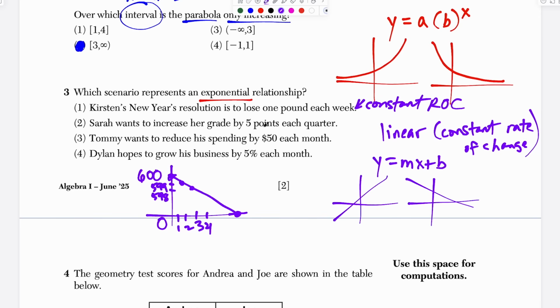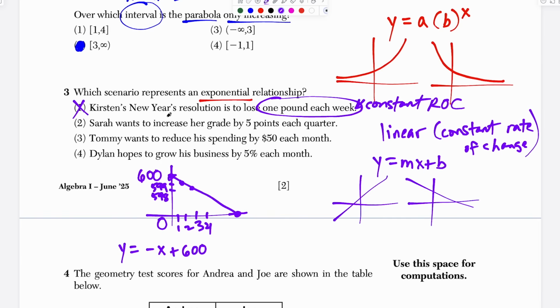If I had to actually write an equation for this, it would be something like y equals minus x plus 600, where x is the number of weeks. And you could see, 1 week goes by, we subtract 1 pound. 2 weeks goes by, we subtract 2 pounds from 600 and so on. So this one here is out. But the key, you don't have to actually write the equation out, is the fact that it's 1 pound each week. That shouts constant rate of change, which is not exponential.